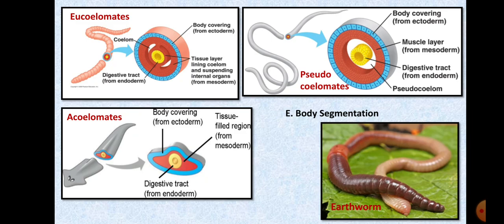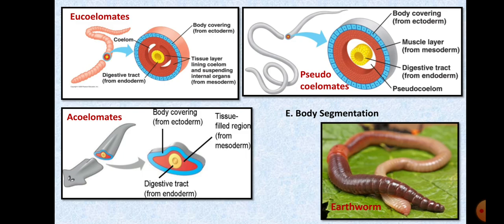Coming to pseudocoelomate, body is covered from the ectoderm. The muscle layer is formed from your mesoderm. And the false cavity that you can see in the pseudocoelomate. And coming to the acoelomates, I hope it is very clear the cavity is not present. Tissue filled region that is formed from the mesoderm.